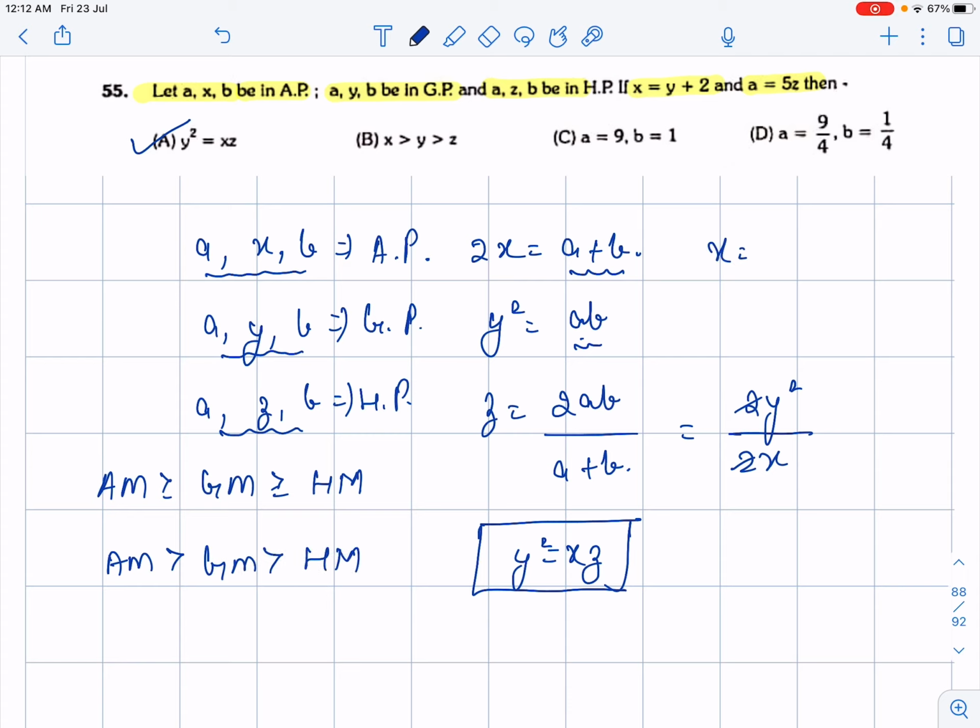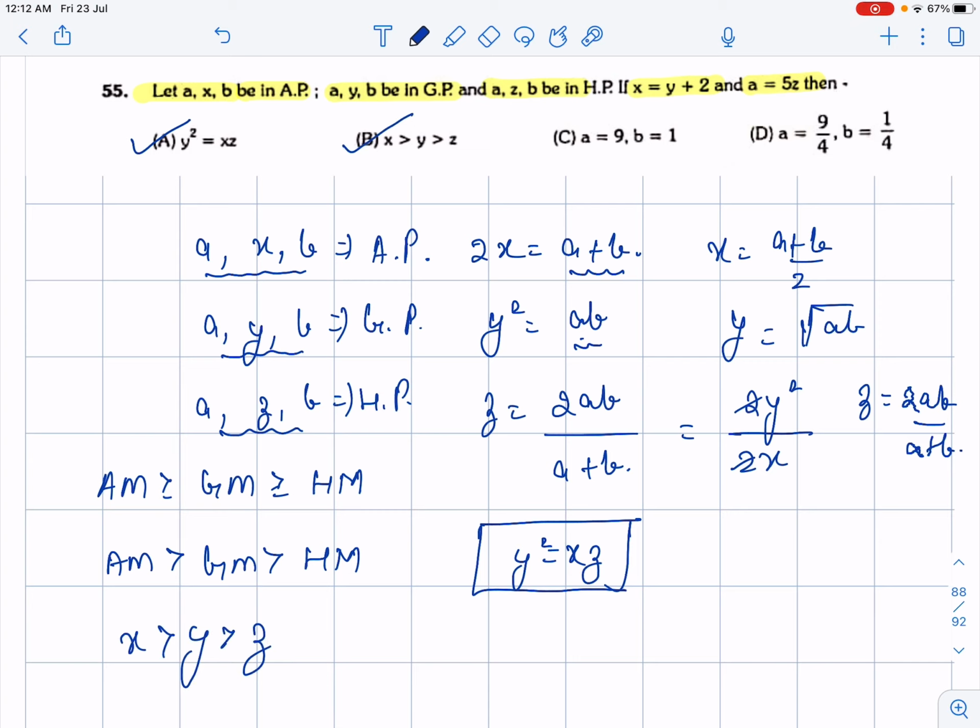So x will be the arithmetic mean of a and b, that is a plus b by 2. y will be the geometric mean of a and b, that is root ab. And z will be the harmonic mean of a and b, that is 2ab upon a plus b. So we get x is greater than y is greater than z over here. So even option B will be the right answer for this question.